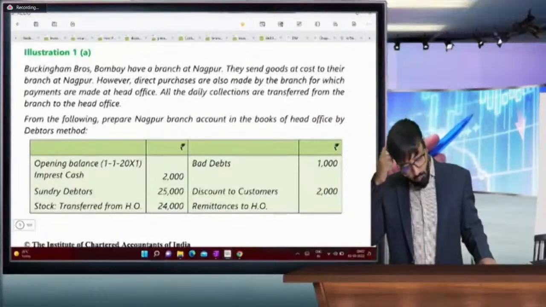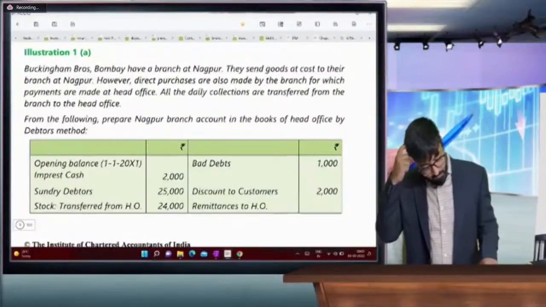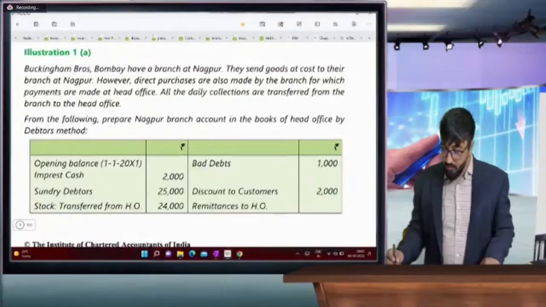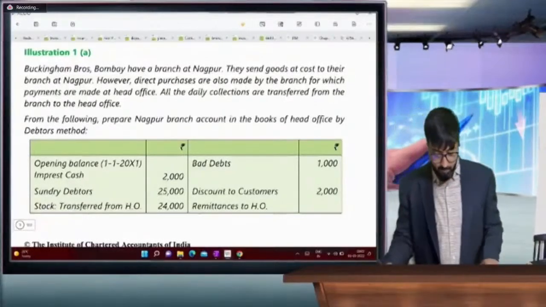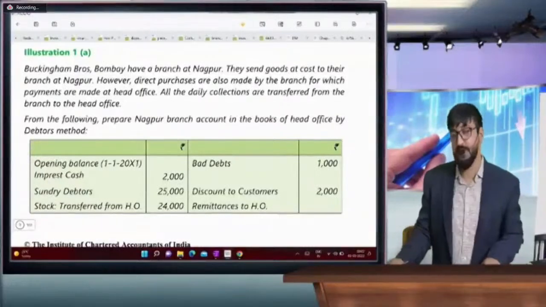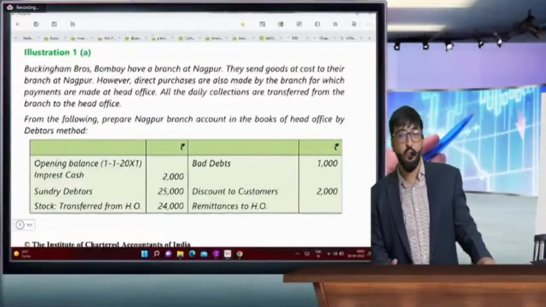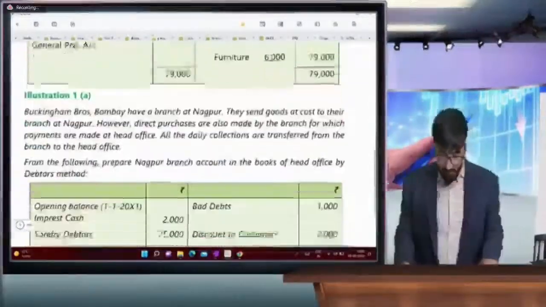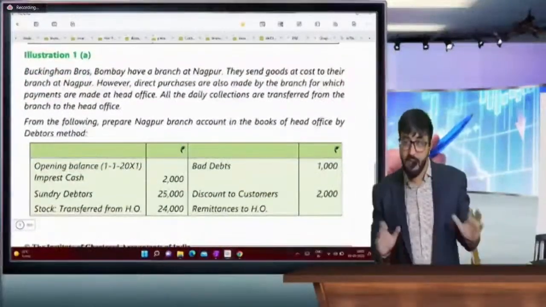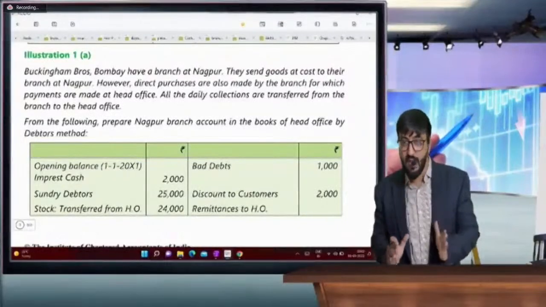And your homework: Buckingham Brothers, Illustration 1A, page number 13.9. Sir, first I explained every concept. Now it's time for action.